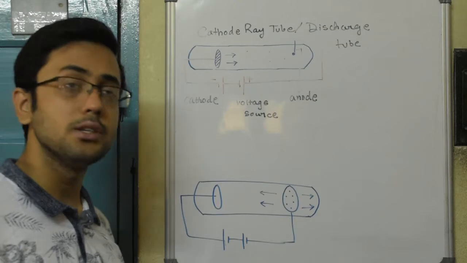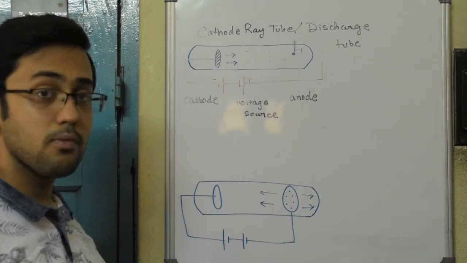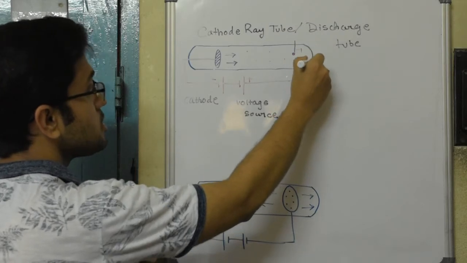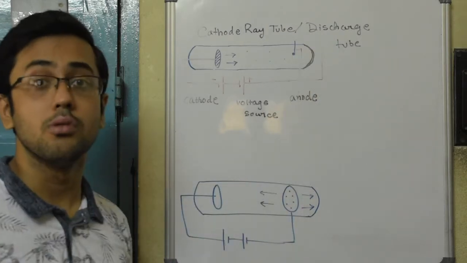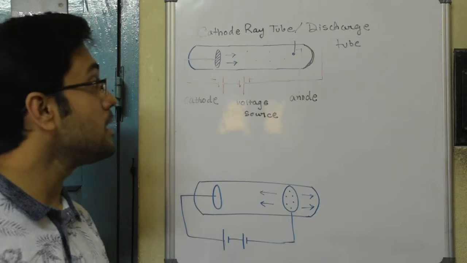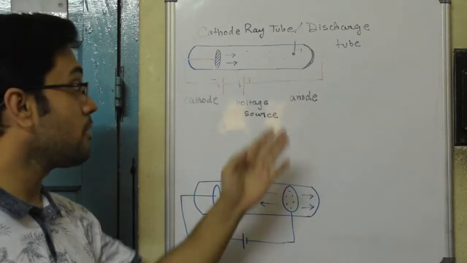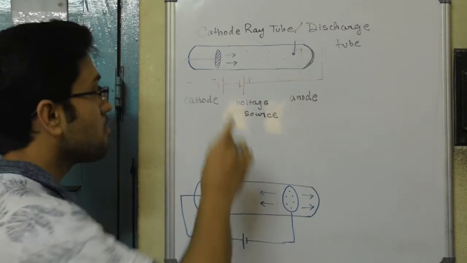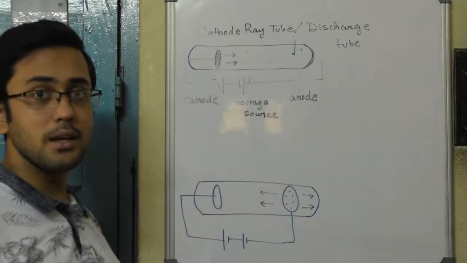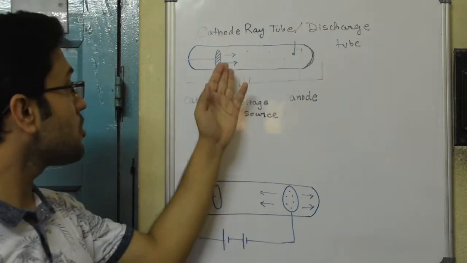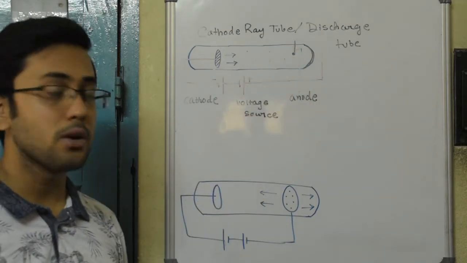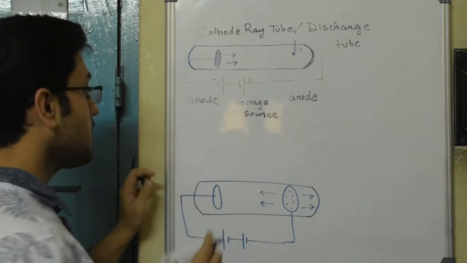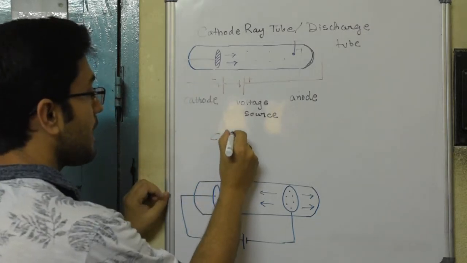When that high potential difference is created, it is found experimentally that this region of the discharge tube starts to glow, the region opposite to the cathode. So from there it was inferred that there must be something, it can be rays or particles, which are traveling from the cathode towards the anode when the voltage source is switched on. These rays were named cathode rays.